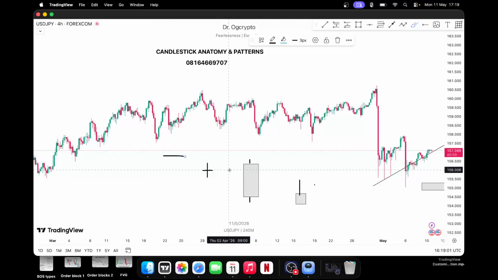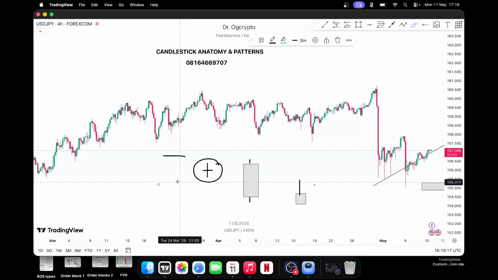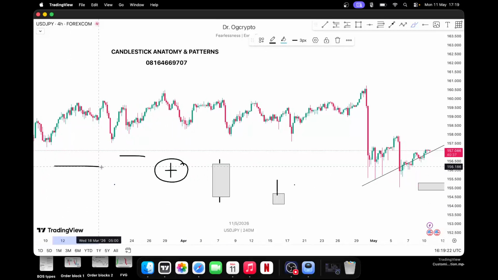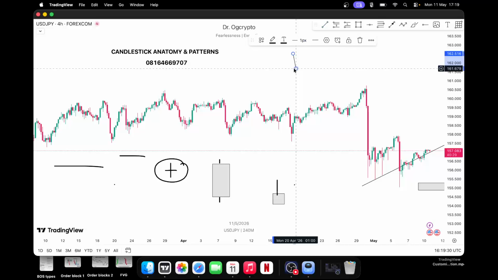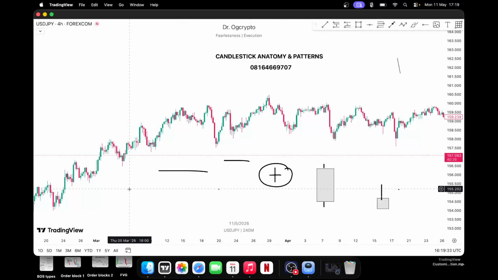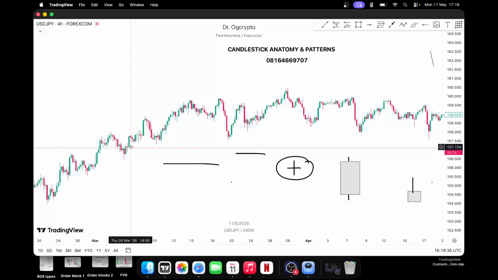But if you see an indecision candle like this, it shows that there is no strong player in the market. The two participants in the market, buyers and sellers, have equal strength. So the market can either go up or come down. So this is an example of an indecision candle here. So that is an indecision candle.